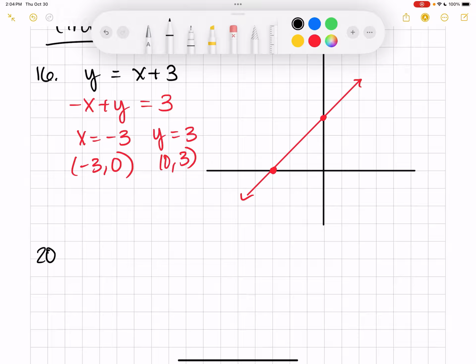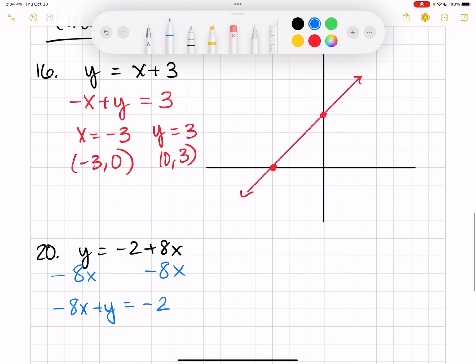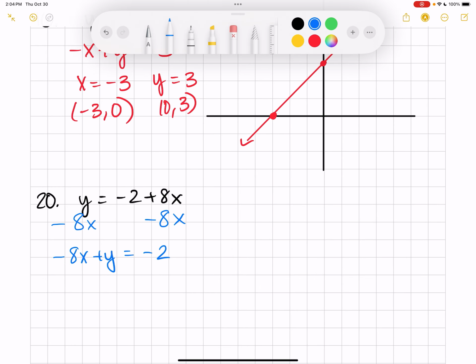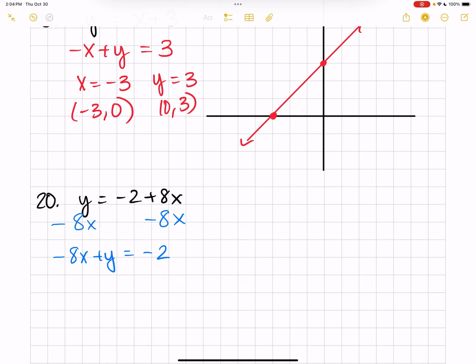Number 20. y equals negative 2 plus 8x. What do I need to do first? Subtract 8x. So I've got negative 8x plus y equals negative 2. So find the x-intercept, cover up y. I have negative 8x equals negative 2. So what is x?